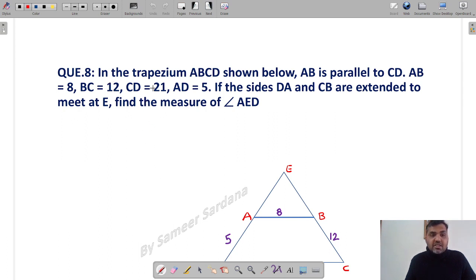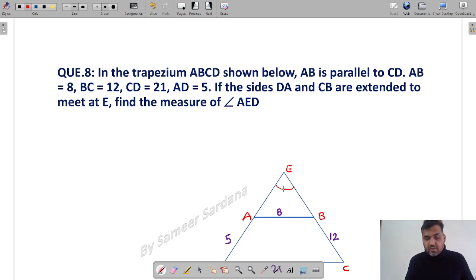It says in a trapezium ABCD shown below, AB is parallel to CD, AB is 8, BC is 12, CD is 21, AD is 5. Sides DA and CB are extended, meeting at the point E, and we are supposed to find this angle. See this, guys.